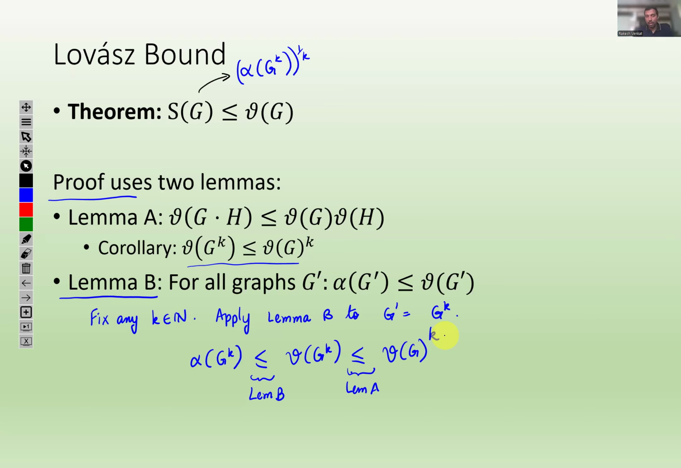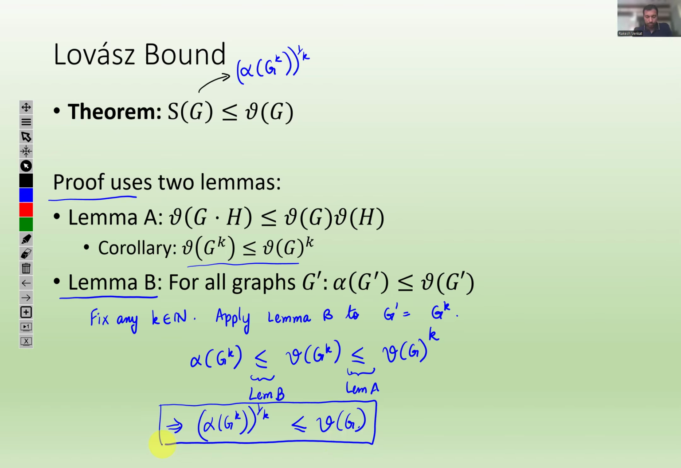Okay. And now what do I do? I just take the two extreme sides of this inequality, and infer that alpha of g to the power k, whole raised to 1 over k, is less than the theta function of g. Okay, good. I hope this is clear. I just applied lemma A and lemma B.